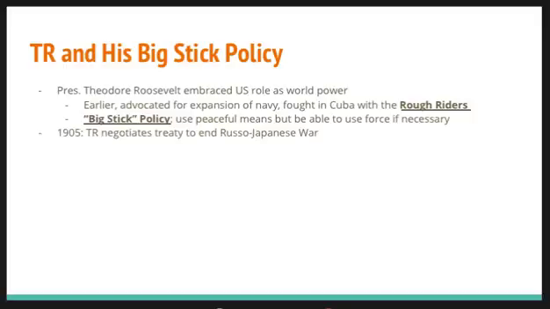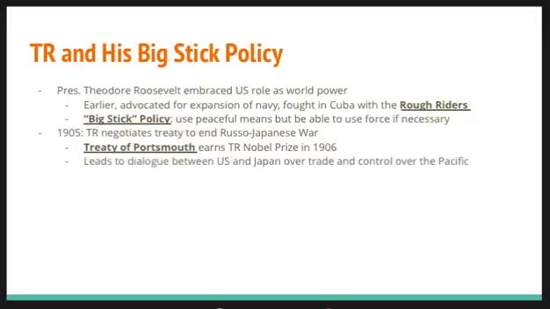Well, in 1905, Roosevelt negotiated a treaty to end the Russo-Japanese War, a war between Russia and Japan, and they signed something known as the Treaty of Portsmouth, named after Portsmouth, New Hampshire, and in fact, Roosevelt earned the Nobel Peace Prize in 1906. And this leads to a dialogue between the United States and Japan over trade and control over the Pacific.